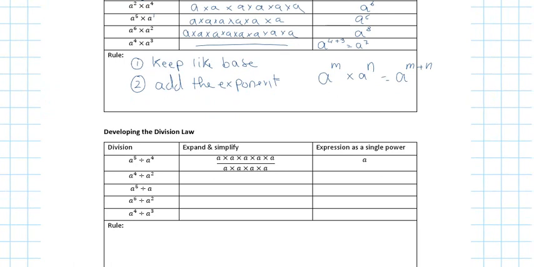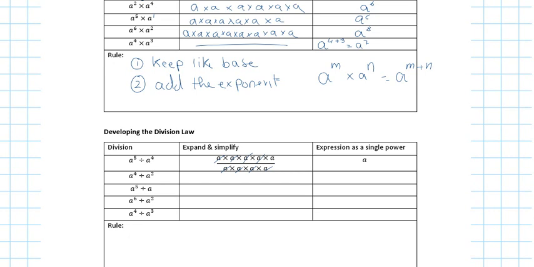So a to the power of 5 divided by a to the power of 4. So we have a times a times a times a times a, 5 times, divided by a times a times a times a. So with division, you can simplify, right? So you can eliminate. So I eliminate 1, 2, 3, 4. What do I have left? Just a. Just a to the power of 1.